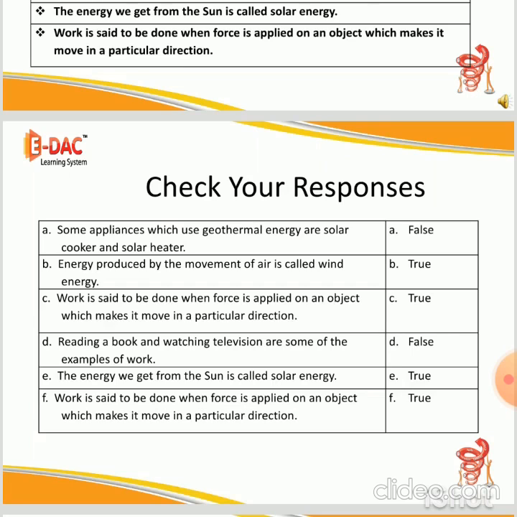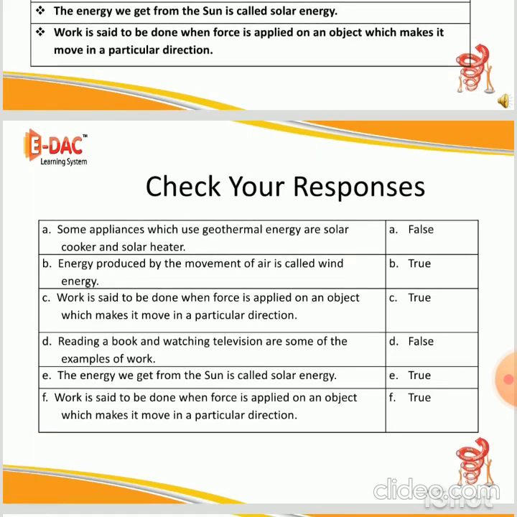The statements are: some electrical appliances which use geothermal energy are solar cooker and solar heater. The second statement is, energy produced by the movement of air is called wind energy. The third statement is, work is said to be done when force is applied on an object which makes it move in a particular direction. The fourth statement is, reading a book and watching a television are some examples of work. The fifth statement is, the energy we get from the sun is called solar energy.